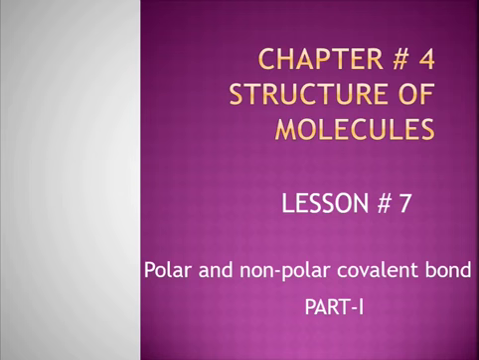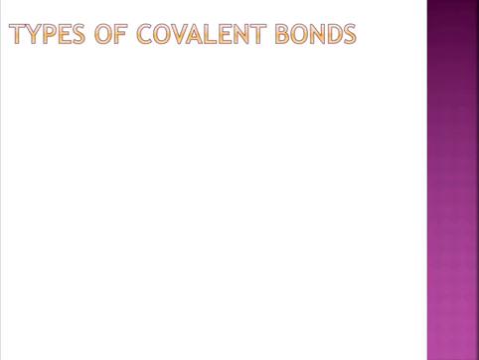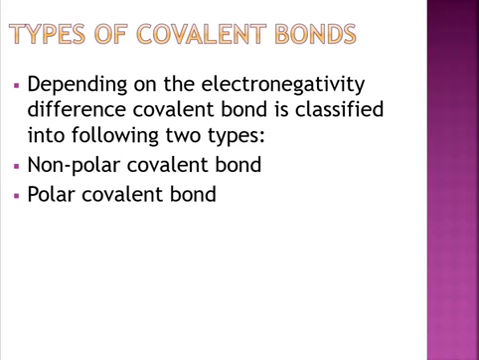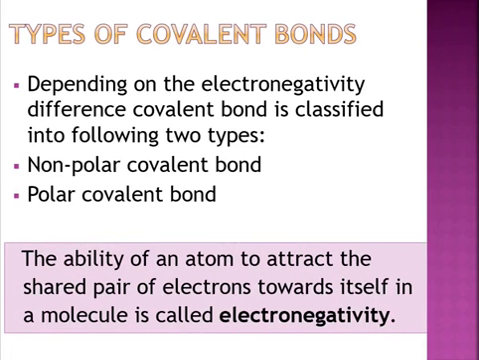Our today's topic is polar and non-polar covalent bond. Students, in the previous lectures you have studied about the types of covalent bond on the basis of number of electron pairs shared. Now we will discuss the types of covalent bond on the basis of electronegativity difference. Students, on the basis of electronegativity difference, there are two types of covalent bond, non-polar covalent bond and a polar covalent bond. I hope you remember the electronegativity.